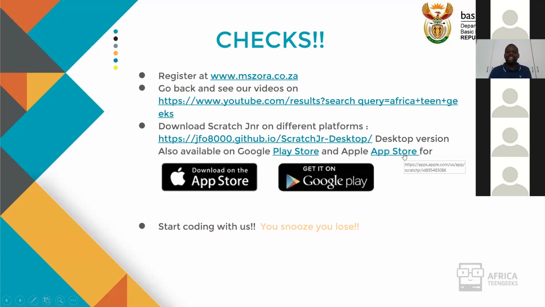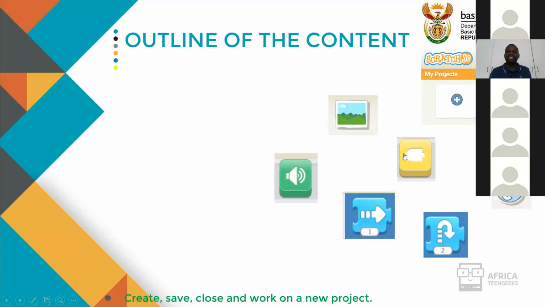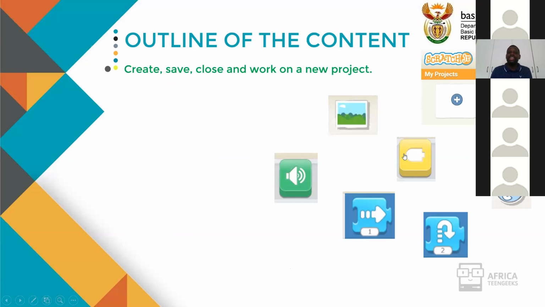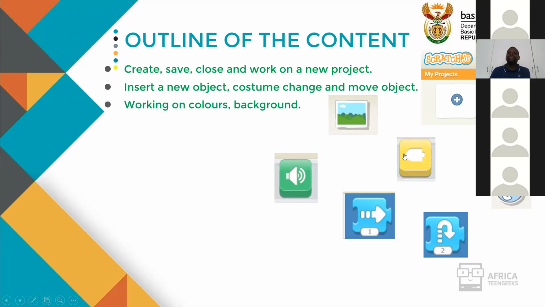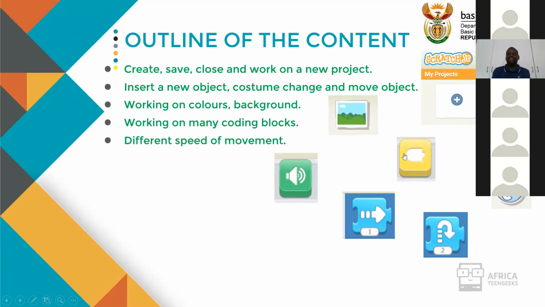Let me quickly look at the outline of what we have done and what we are looking at doing. We have done creating and saving, working on a new project. We have inserted new objects, the costume and moving objects. We've worked on colors and background, many coding blocks, and different speeds of movement. Repeat and delay. Remember, we would say the ball will have to delay for 2 seconds. So we have looked at that.